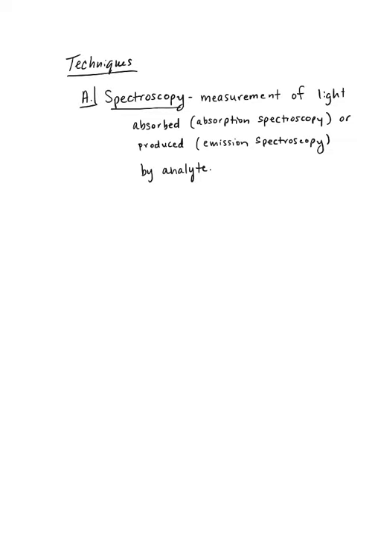When we discuss specific techniques of analysis, the first we'll encounter is spectroscopy. Spectroscopy is the use of light, either light absorbed or light produced by an analyte. Light being absorbed by an analyte takes advantage of absorption spectroscopy, while light being produced by an analyte takes advantage of emission spectroscopy. We'll talk about emission spectroscopy first, and we'll discuss how an emission spectrometer works, what it's made of.